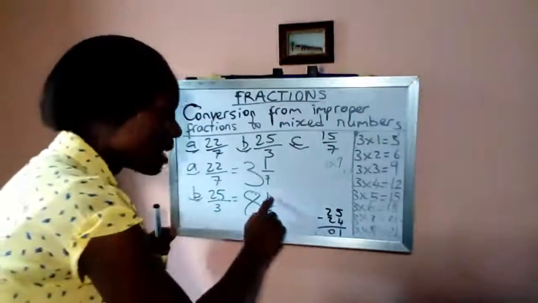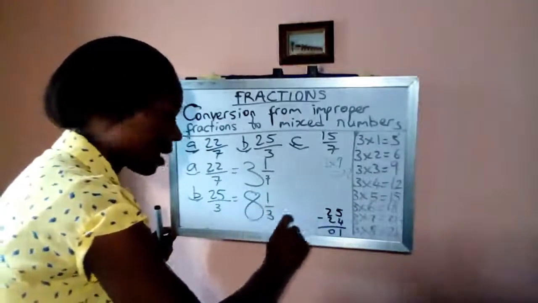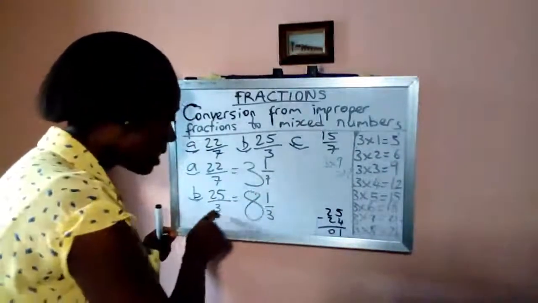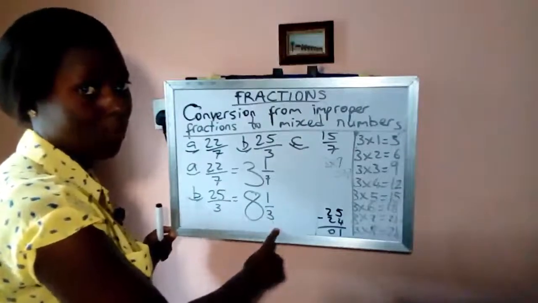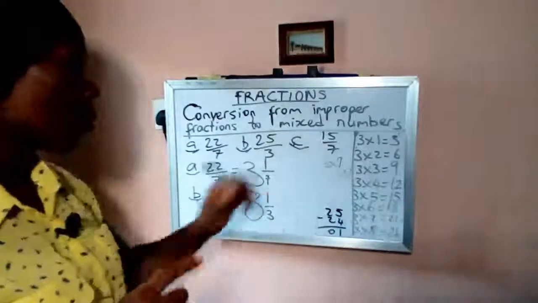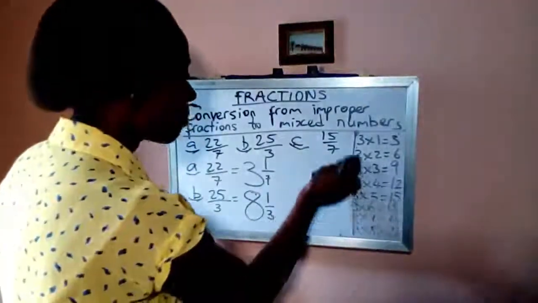And remember, my remainder always stays on top of my division line or the quotient line. And this denominator doesn't change. It still remains 3. Okay? We'll do just one last example, which is our 15 over 7 over here.